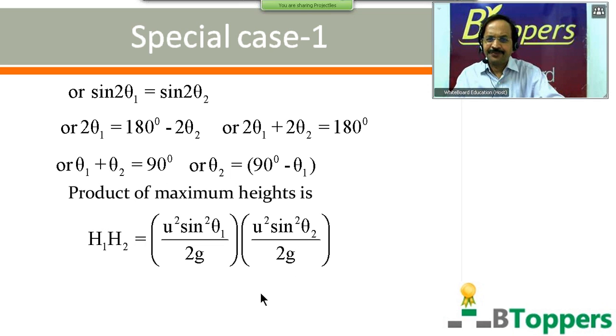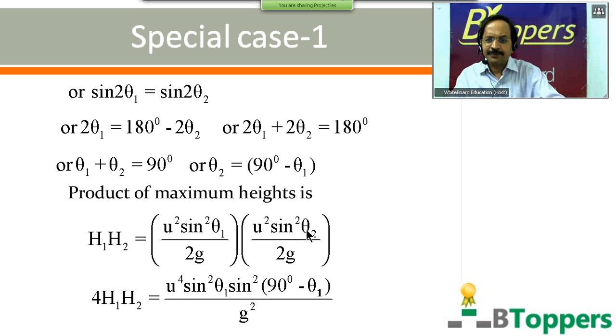The product of the maximum heights is given by h1 into h2 equal to u square sin square theta 1 by 2g, and h2 can be written as u square sin square theta 2 by 2g. So you can substitute theta 2 equal to 90 minus theta 1. In the next step, you can take 1 by 2 into 1 by 2, 1 by 4, to the left side. So 4 h1 h2 can be written as u power 4 into sin square theta 1 into sin square of 90 minus theta 1 by g square. Those who are writing the notes, you can take a pause and copy the working part.